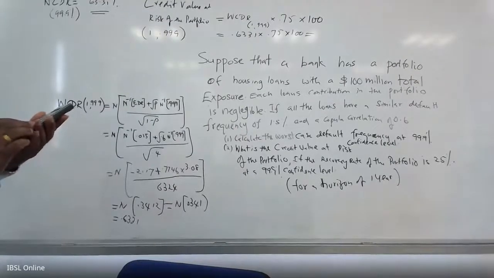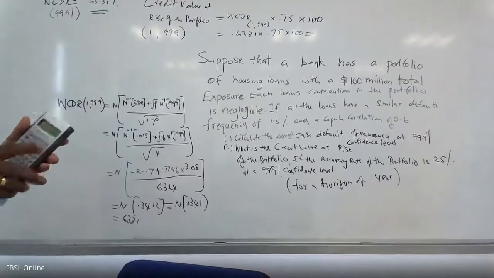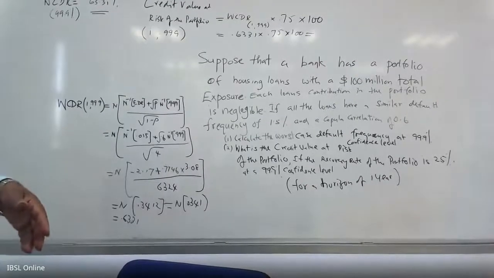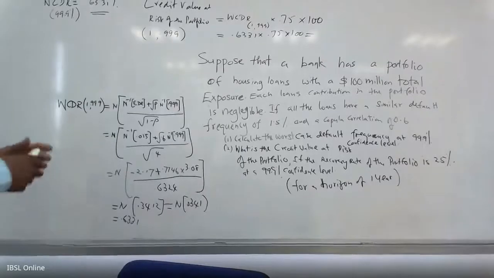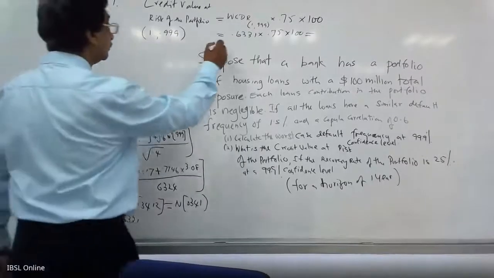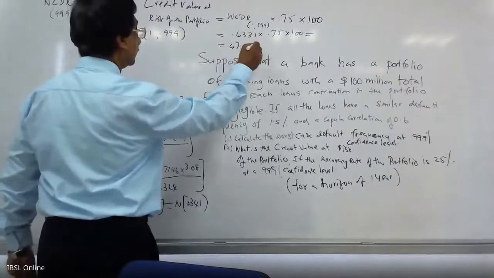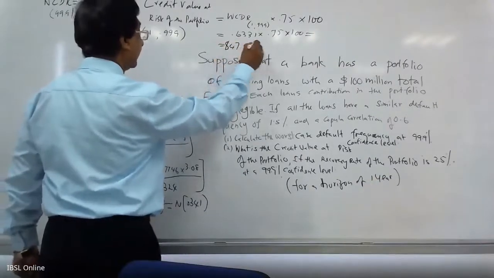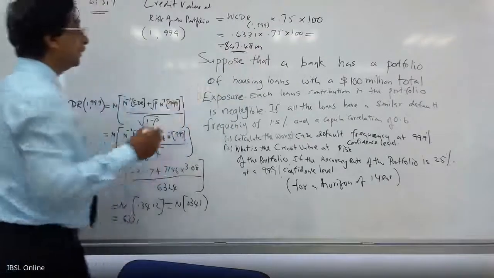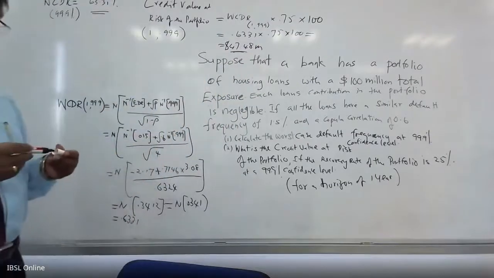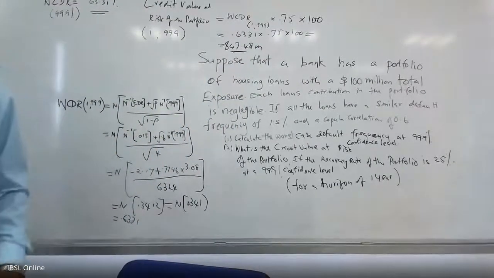You get the value as 47.48. It is in millions, $47.48 million. That is the credit value at risk.